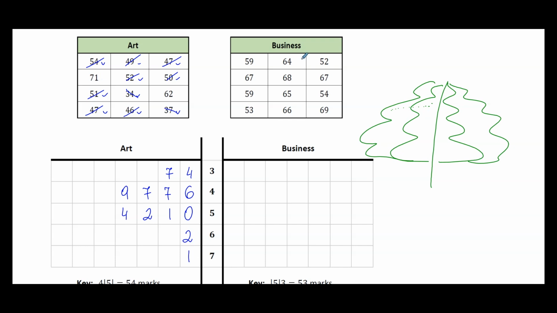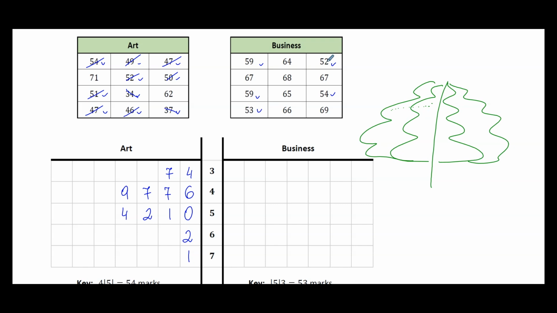And we do the same with business. Again, we look for the 30s. When we look here, there is no number in the 30s. Similarly, there is no number in the 40s. The first values we have are in the 50s. So we have 59, 52, 59, 54, 53. Hopefully I didn't miss any of them this time.